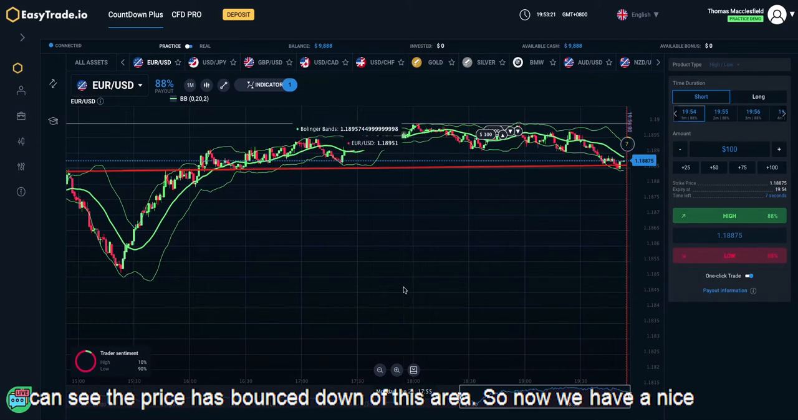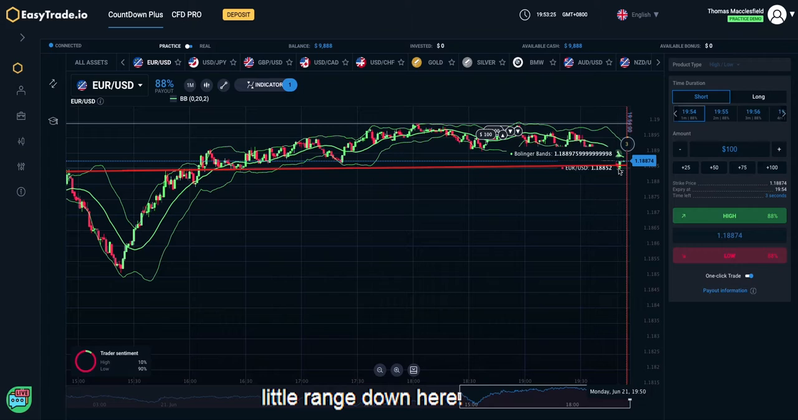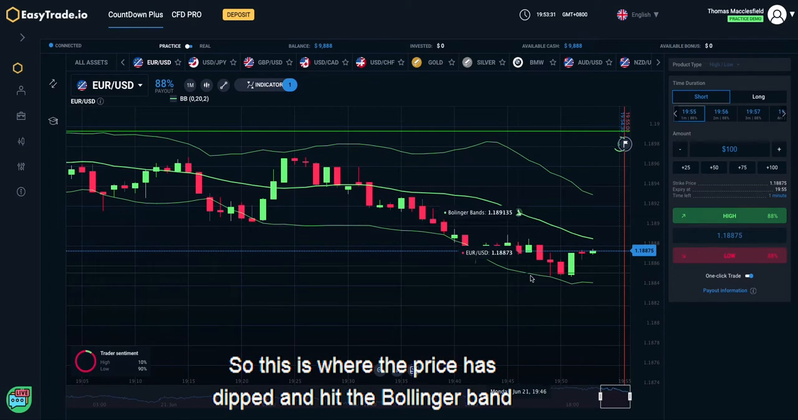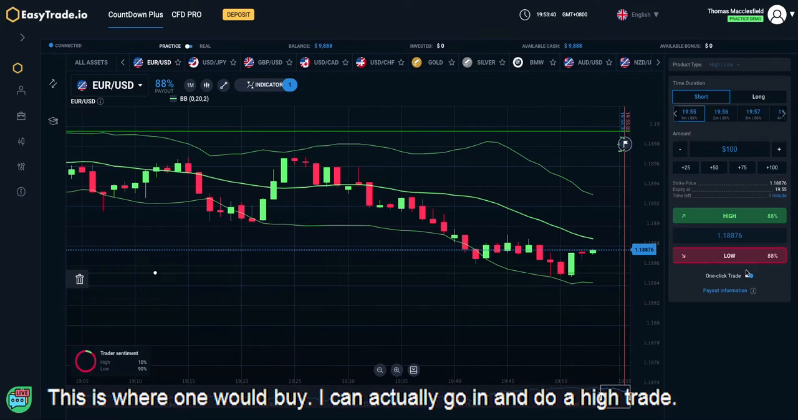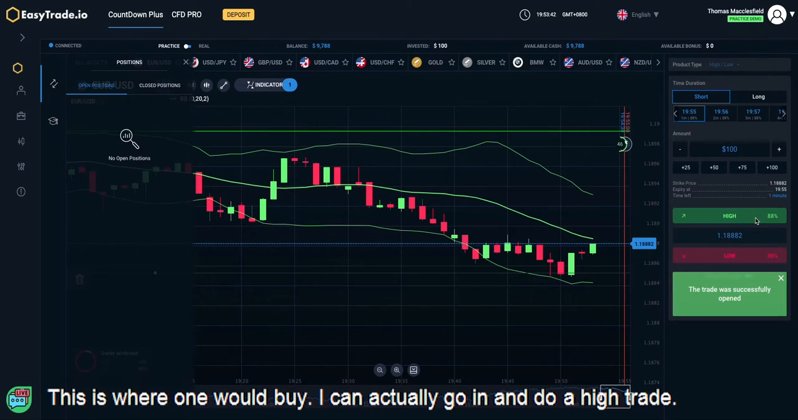You can see the price has bounced down of this area, so now we have a nice little range down here. So this is where the price has dipped and hit the Bollinger Band oversold level, and it hit the support level at the same time. This is where one would buy. I can actually go in and do a high trade.